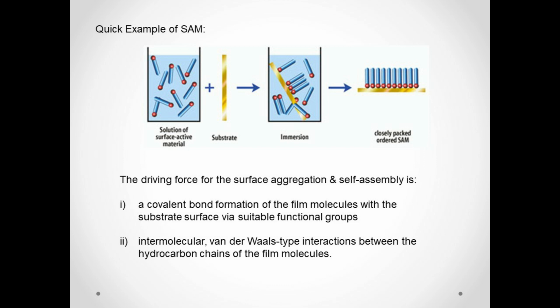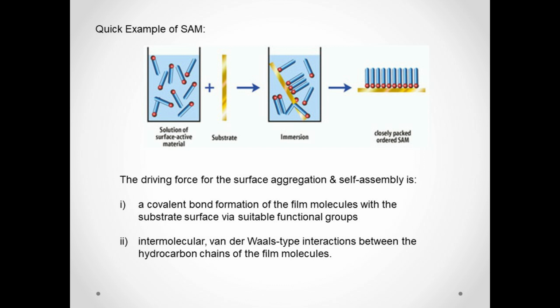Slide 5 shows an easy example of SAM fabrication. You have a solution of surface active material, then you immerse the substrate in the solution, and after that you will get a closely packed, ordered SAM. The driving force for the surface aggregation and self-assembly is the covalent bond formation of the film molecules with the substrate surface via suitable functional groups.